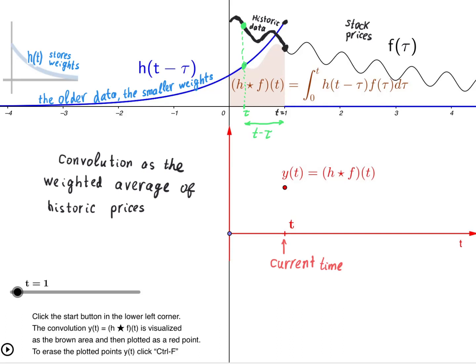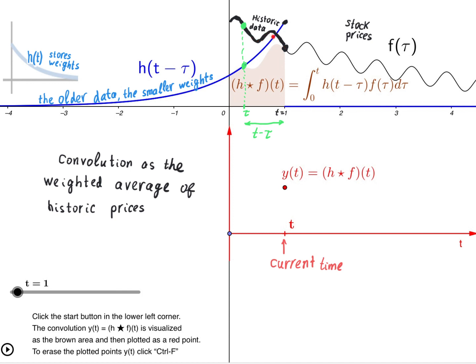To motivate the concept of convolution, consider the following example. Suppose we are given the stock prices up to some moment, let's say up to the moment t equal 1. So t equal 1 is the current time, and we are looking at the historic prices. And we are trying to figure out the overall trend.